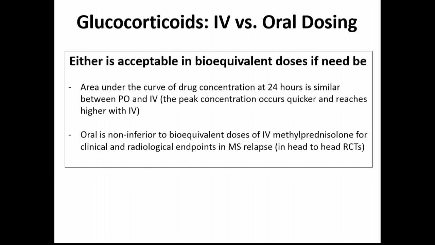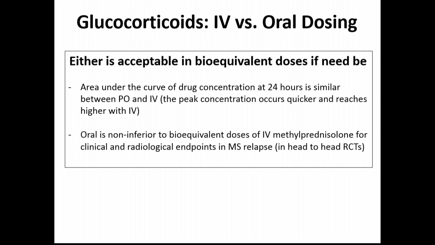So this works quickly. There's data now in multiple sclerosis that bioequivalent doses of IV and oral are the same in terms of MRI and clinical outcomes, at least for MS. And there's also pharmacodynamic data that the area under the curve over a 24-hour period is similar between oral and IV. You get peak dosing with IV, but over a 24-hour period, the same amount of steroids gets in there. And there are these non-inferiority head-to-head trials now in MS.